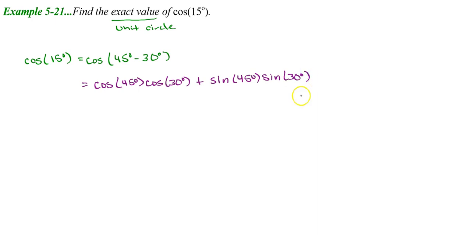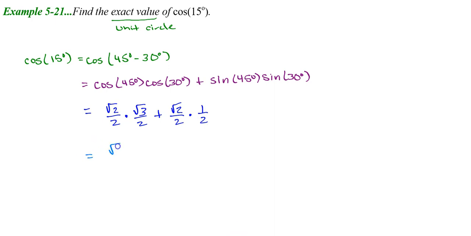So once we get it into this form, then each of these four values is on your unit circle. So you can take a look at your circle. Cosine of 45 is radical 2 over 2 times the cosine of 30, which is radical 3 over 2, plus sine of 45 is radical 2 over 2 again, times the sine of 30, which is 1/2.